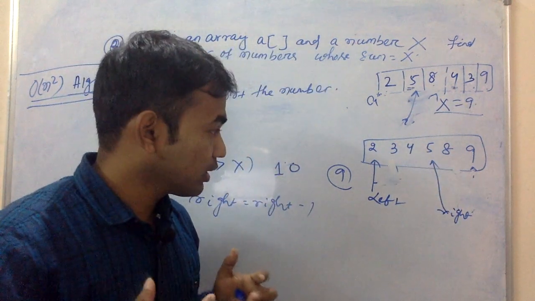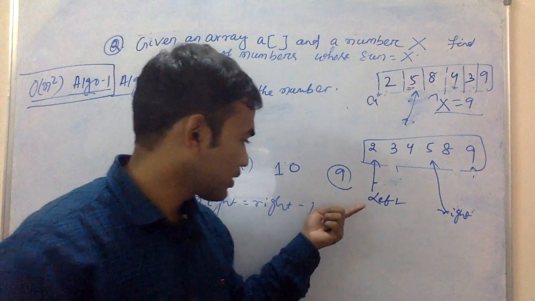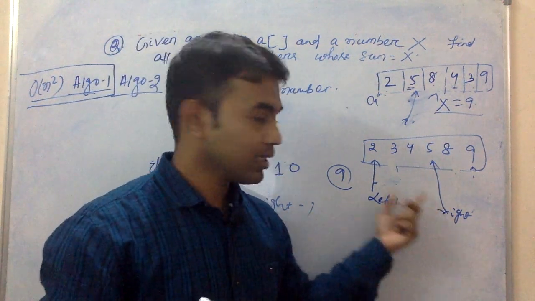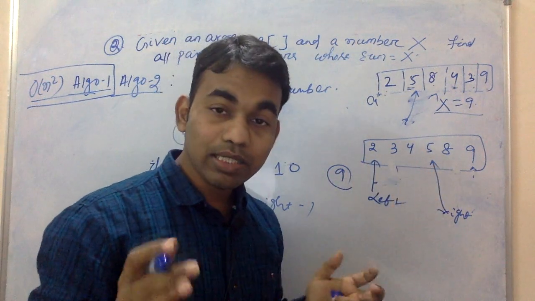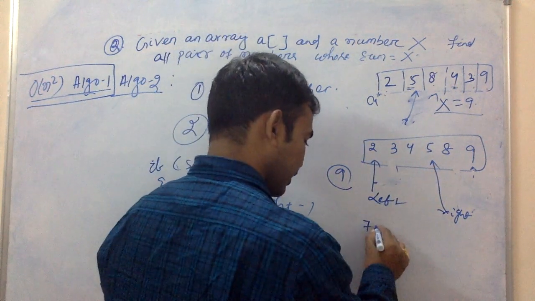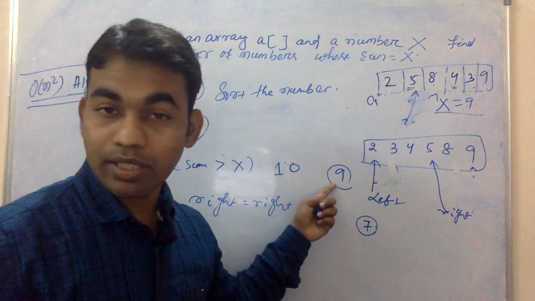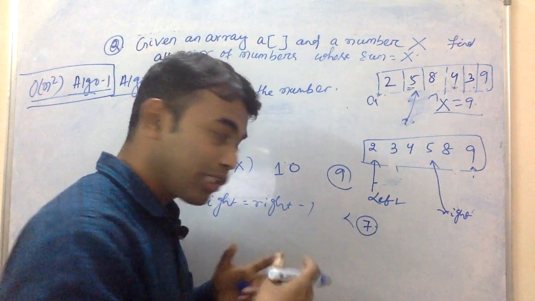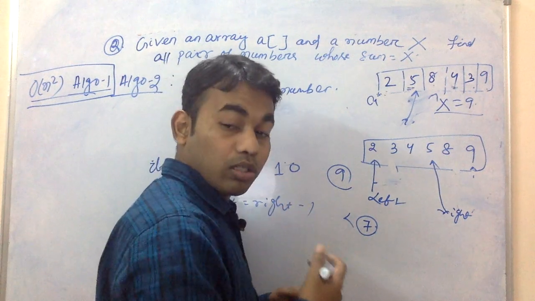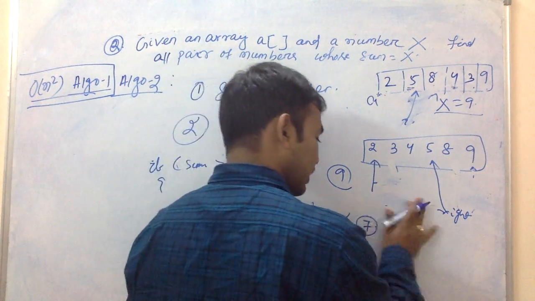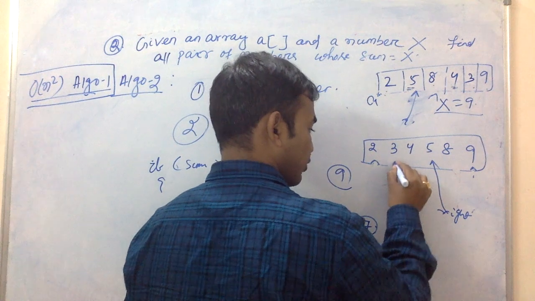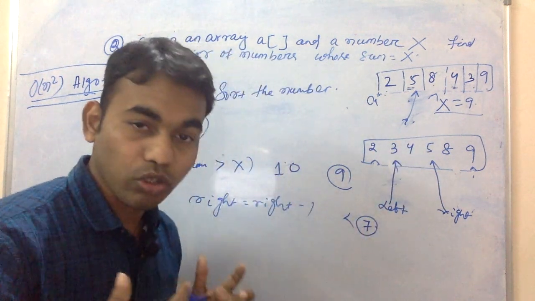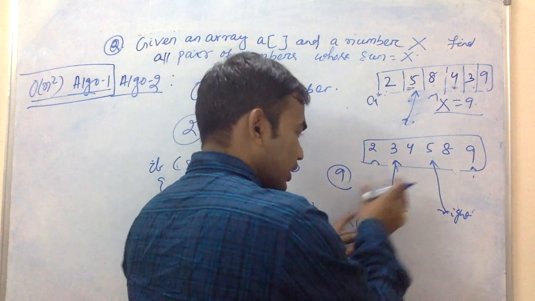Now the game has changed. If I add a of left and a of right, that means 2 plus 5, it is going to be 7. 7 is not greater than 9, rather it is less than 9, right? So this time I am going to increase the left pointer. This is very important. Try to understand the logic behind this: increase the left pointer.